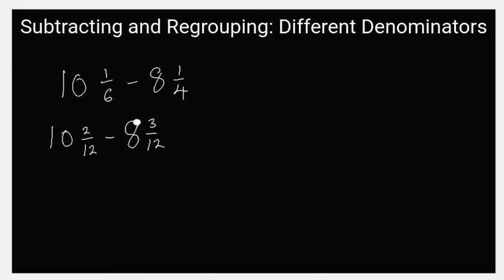So we have to regroup. What we did here was rewrite. So you get to rewrite this or rename it. You rename it to have the same denominators, and then you regroup the first mixed number so that you can actually subtract.